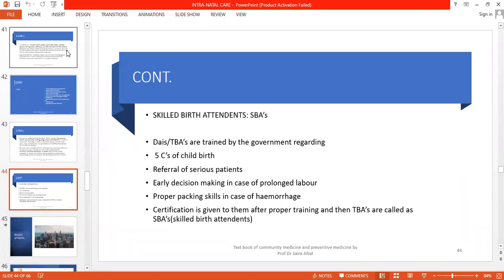Now come the skilled birth attendants. Licensed and trained birth attendants are trained by the government regarding the 5 C's of childbirth: referral of a serious patient, early decision making in case of prolonged labor, and proper packing skill in case of hemorrhage. Certification is given to them after proper training, and then the traditional birth attendants are called skilled birth attendants.